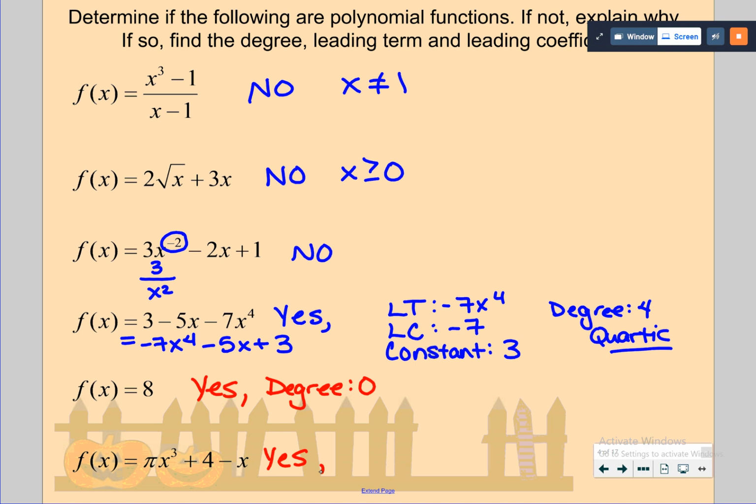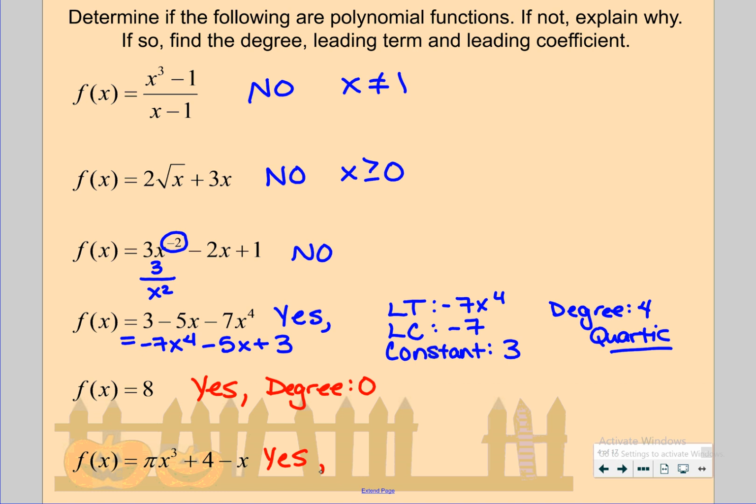What's the leading term? Pi x to the third, the whole thing. The leading coefficient, pi. What's the constant? 4. What's the degree? 3. You're getting it, good.